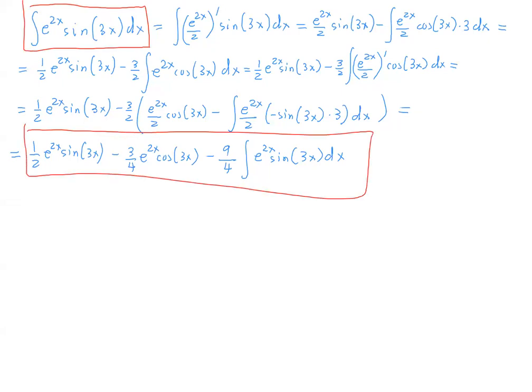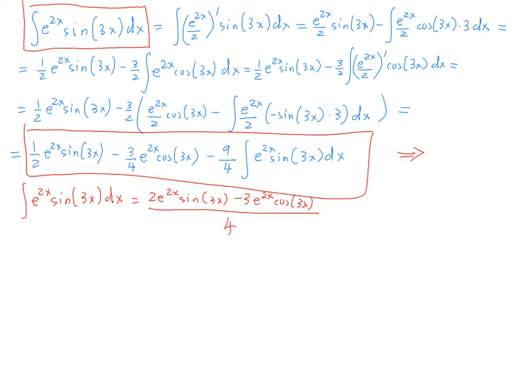Let's write it as one equation so that we can all see it. So we have the integral of e to the 2x sine of 3x dx. From this it follows, and we can clear denominators here, that it equals 2e to the 2x sine of 3x minus 3e to the 2x cosine of 3x over 4, minus 9/4 times the integral of e to the 2x sine of 3x dx.